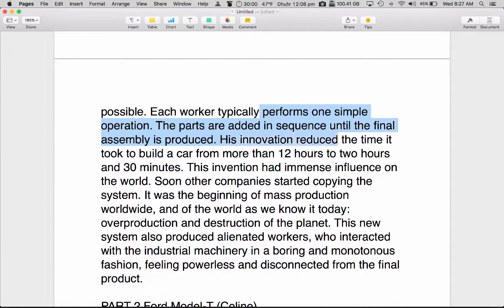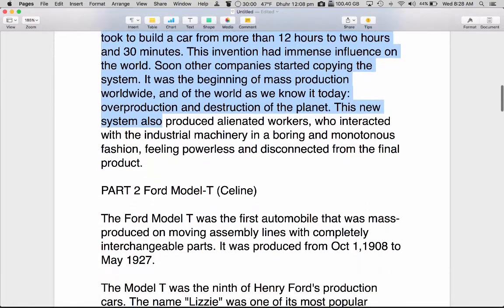His innovation reduced the time it took to build a car from more than 12 hours to 2 hours and 30 minutes. This invention had immense influence on the world. Soon, other companies started copying the system. It was the beginning of mass production worldwide, and of the world as we know it today. Overproduction and destruction of the planet. This new system also produced alienated workers who interacted with the industrial machinery in a boring and monotonous fashion, feeling powerless and disconnected from the final product.